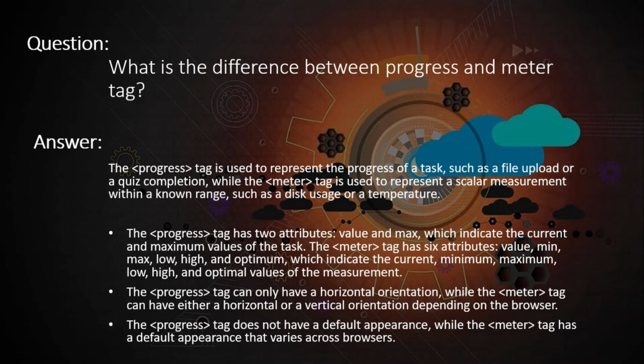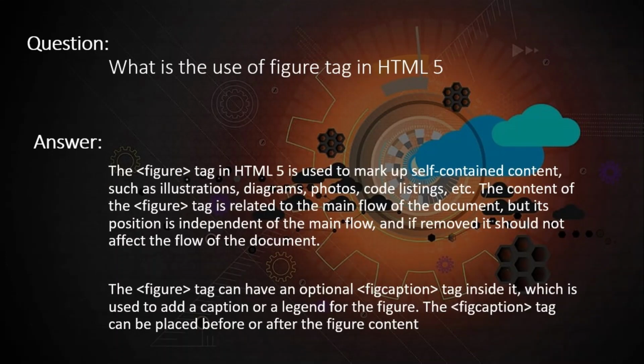The progress tag can only have a horizontal orientation, while the meter tag can have either a horizontal or a vertical orientation depending on the browser. The progress tag does not have a default appearance, while the meter tag has a default appearance that varies across browsers. What is the use of figure tag in HTML5?